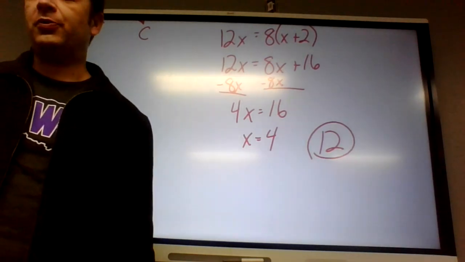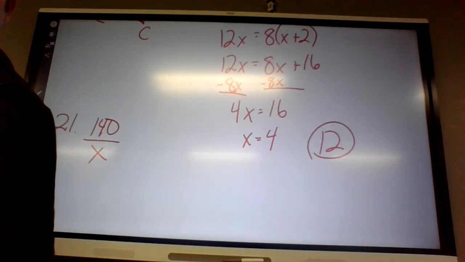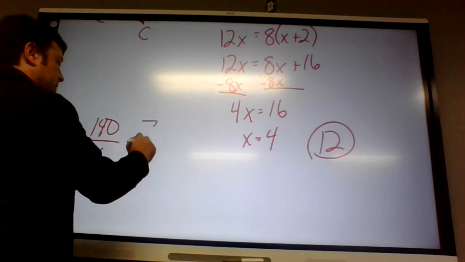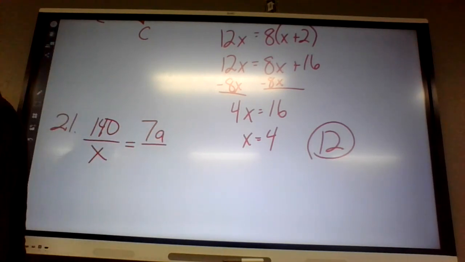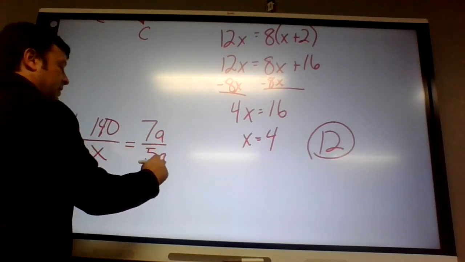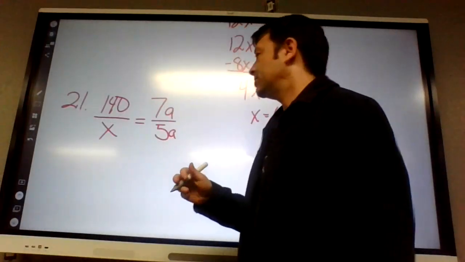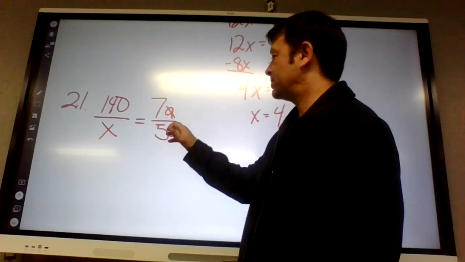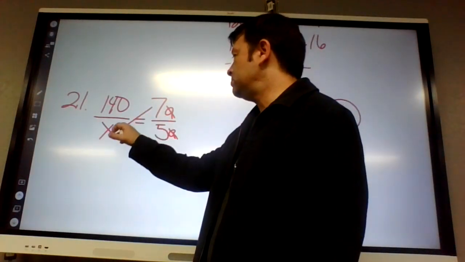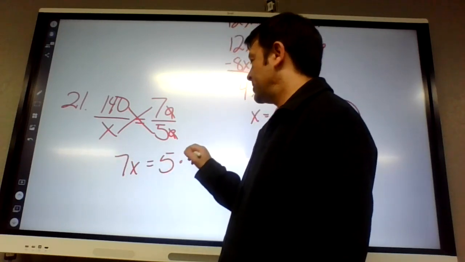Equals, well, what's 140 on the left side matches what on the right side? 5a. Or 2a plus 5a. Yeah, 2a plus 5a, which is 7a, over x. On the left side matches what on the right side? X plus 5a. Now, we could cross multiply right here, but what else could we do? You can reduce these, like a divided by a. So we can just get rid of the a's there. Anyway, cross multiply: 7x equals 5 times 140.